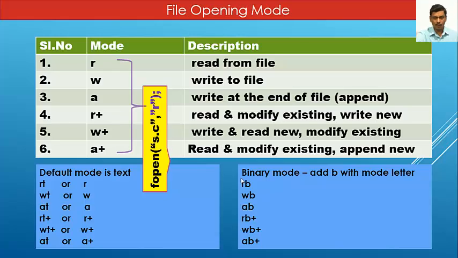If we want to open a file in binary mode, we should put B after the mode letter. That is RB, WB, AB, RB plus, WB plus, AB plus. If we want to open a file s.c that is already a binary file, we just put s.c comma RB. If we want to write some data to that file, we put WB. If we want to append some new data to that file, we put AB. If we want to modify or read the existing data but write new data, we put RB plus. So based on our requirement, we can use the file mode.